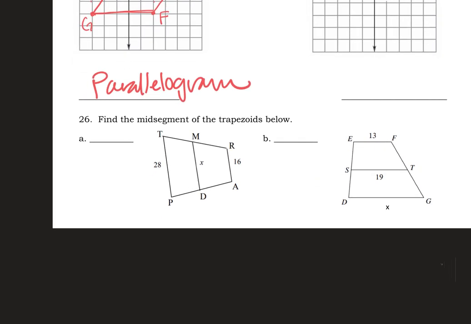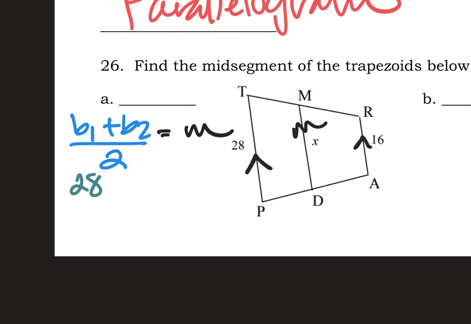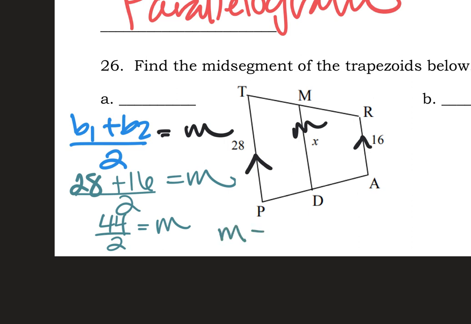All right, the last one. The last one is midsegment. And remember, for midsegment, we're going to take base 1 plus base 2, and we're going to divide it by 2. Remember, your bases are the ones that are going in the same direction. Your midsegment is in the middle. So we're going to take 28. We're going to add that to 16. Divide it by 2 will give us our midsegment. So this will give us 44. So your midsegment is going to be 22.